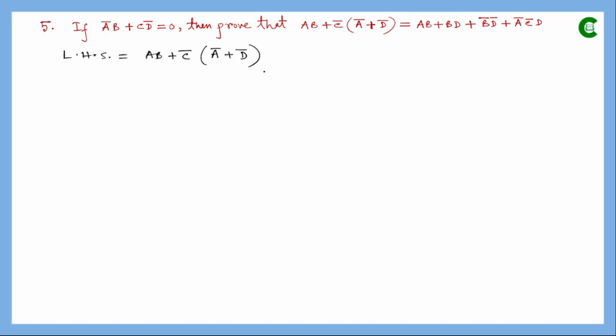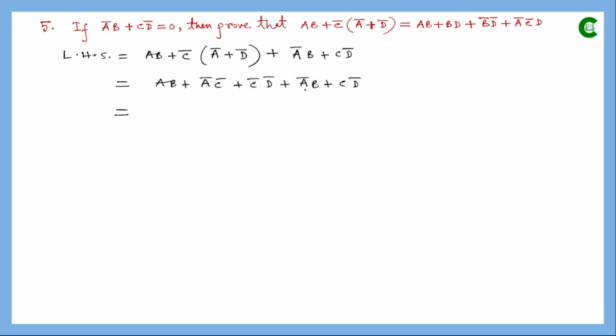Now what we can do is, this is a bit tricky. If we add 0 to the expression that we have on the left hand side, then the value of 0 is given, and that is a bar b plus c d bar. So in place of 0, we can write in the first step itself a bar b plus c d bar. And now if we further simplify, then it will be a b plus a bar c bar, then we will have c bar d bar, and then we will have a bar b plus c d bar. Now what we will do is rearrange the terms.